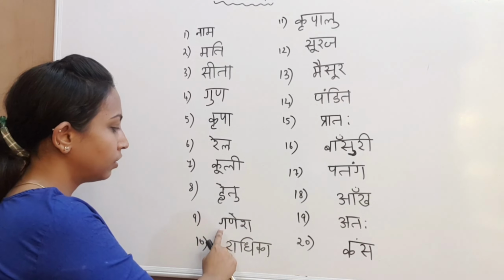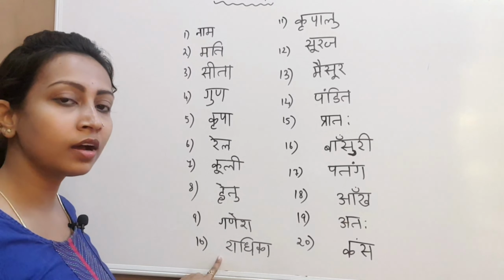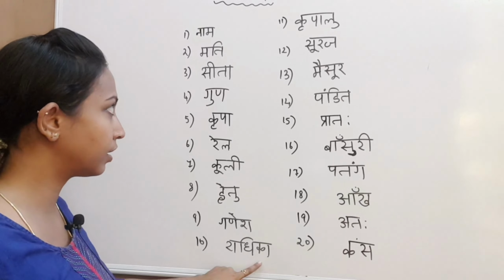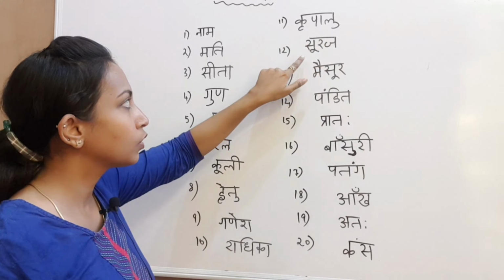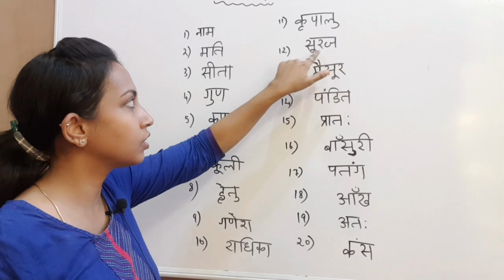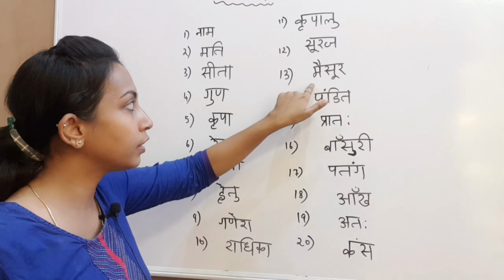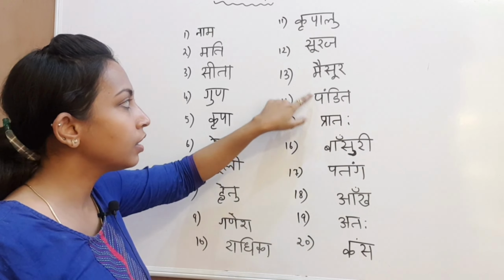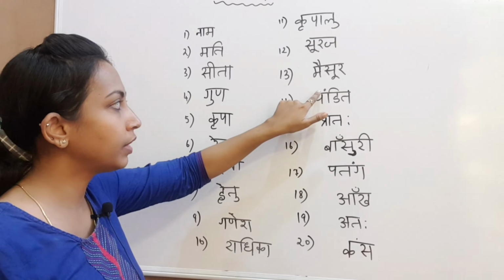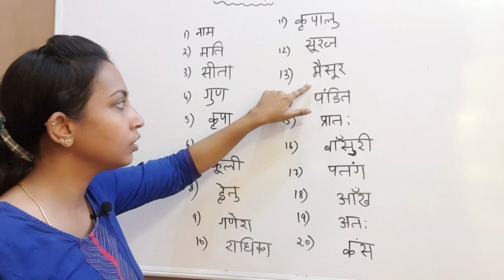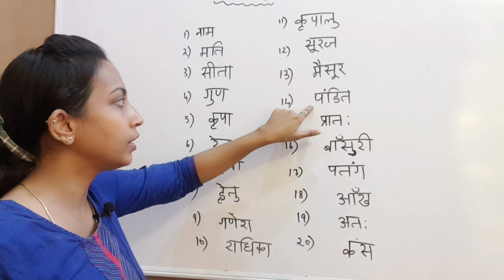Ga, ne, sha, Ganesh. Radhika. Kripalu. Suraj. Mysore. Pandit. Sometimes this dot above the letter gives one sound and sometimes it gives another sound. Okay. Pandit.